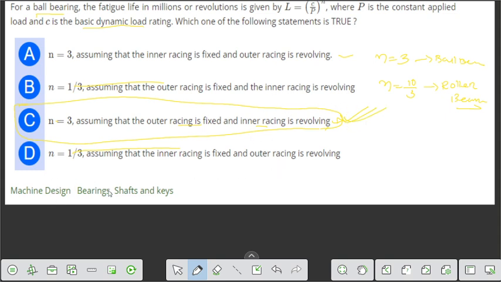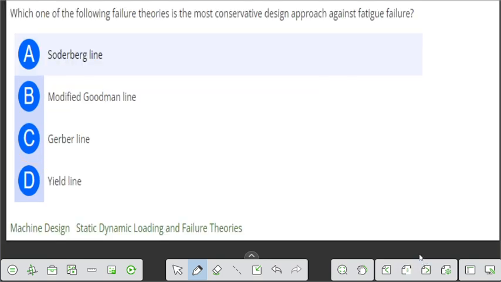This is a subject of machine design, chapter is bearing. Next question. Which of the following theories is the most conservative design approach against fatigue failure? Options are Soderberg, Modified Goodman, Gerber, Elliptic. This is also from machine design, chapter static and dynamic loading and failure.